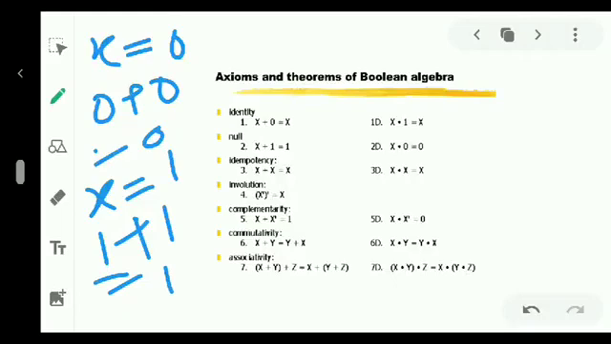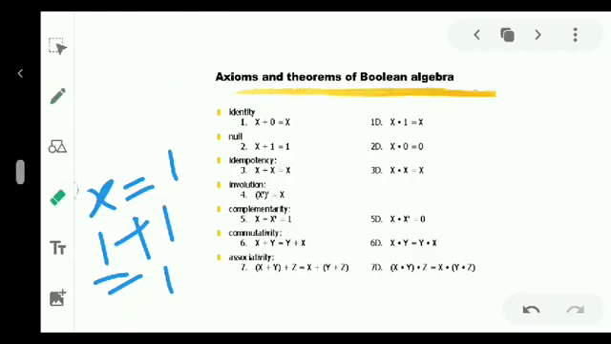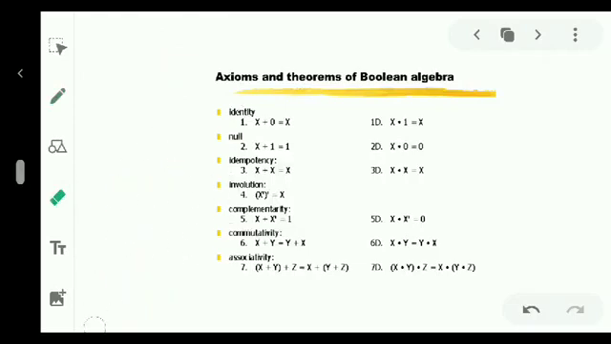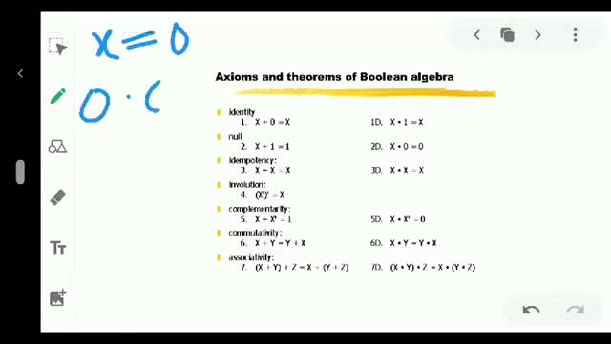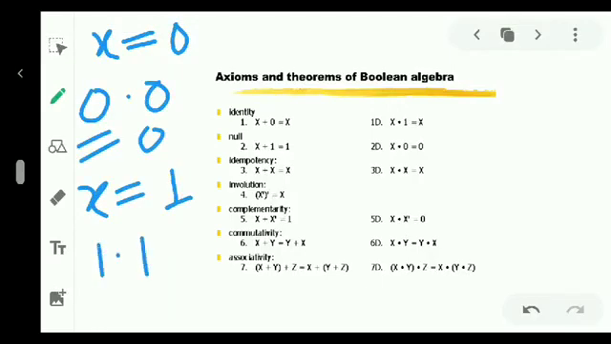Now check the next one. X into x, it means in normal algebra we are getting x square. But here we are getting only x value. How? We will check that one also. So x value I am taking 0. 0 into 0, it is 0. Now I am taking x value as 1. I found these results. 1 into 1 is equal to 1. Okay. This idempotency rule is also explained.